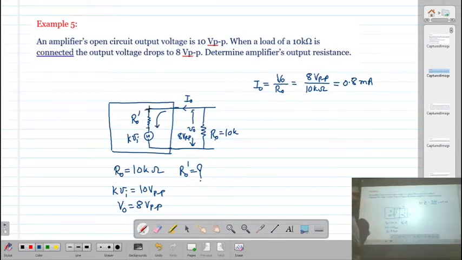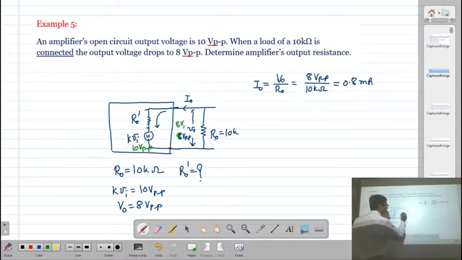Now what will be this voltage? That voltage you can read from this problem. Here the open circuit voltage is 10 volt peak to peak. Remember, the voltage across this is your 8 volt peak to peak.